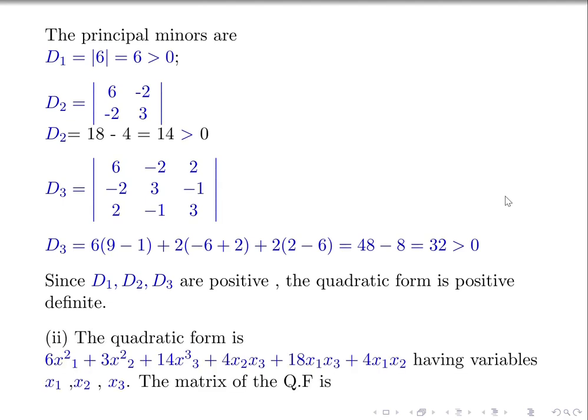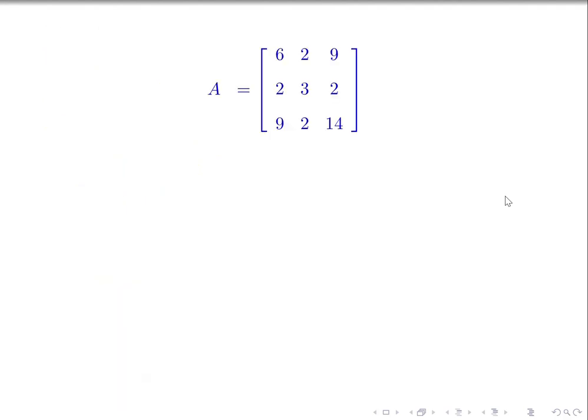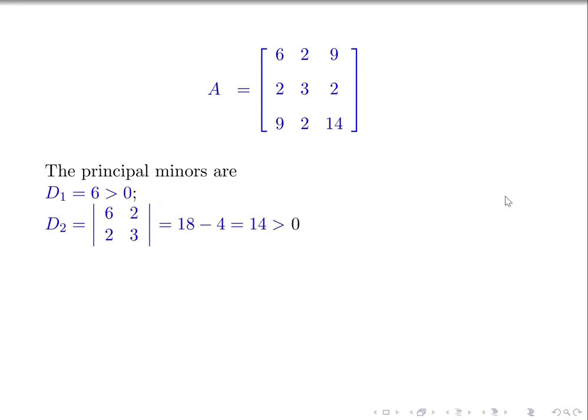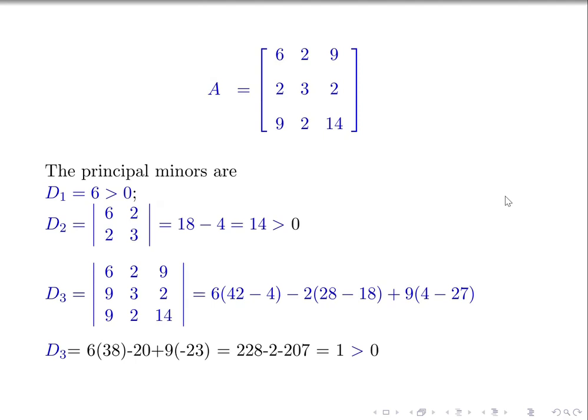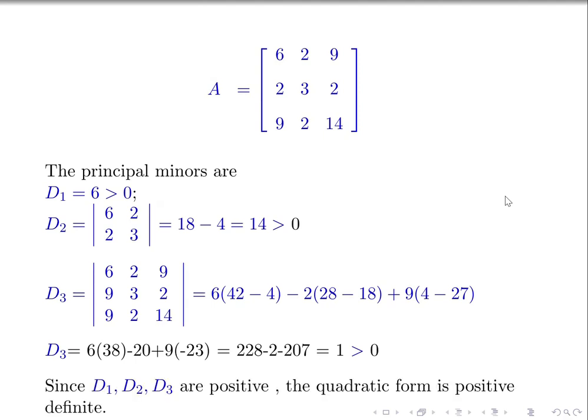Then the second one: the quadratic form is 6x1 square plus 3x2 square plus 14x3 square plus 4x2x3 plus 18x1x3 plus 4x1x2, having the variables x1, x2, x3. The matrix A of the quadratic form is this. From this we find d1 is 6, greater than 0, positive. d2 is also positive and d3 is also positive. Therefore it is positive definite.